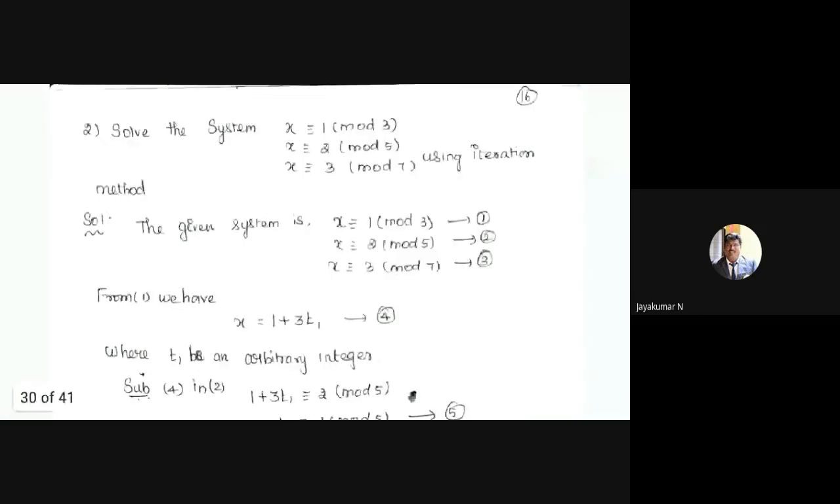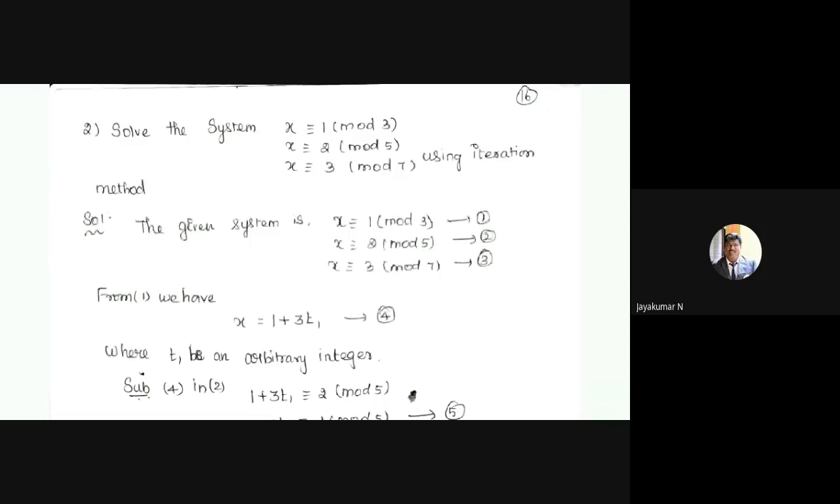So solve the system of linear congruences. In the last problem, they have given two linear congruences. Here, three linear congruences. The first one is x is congruent to 1 mod 3. The second linear congruence, x is congruent to 2 mod 5. The third one, x is congruent to 3 mod 7, by using the iteration method.